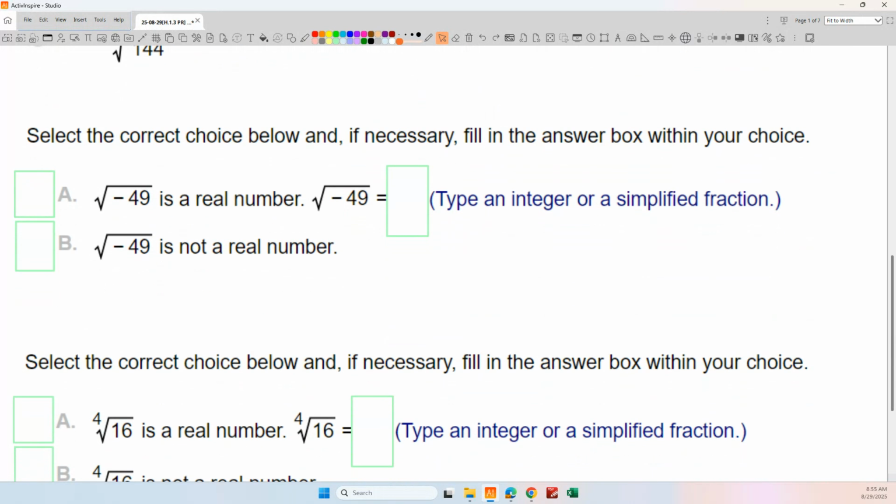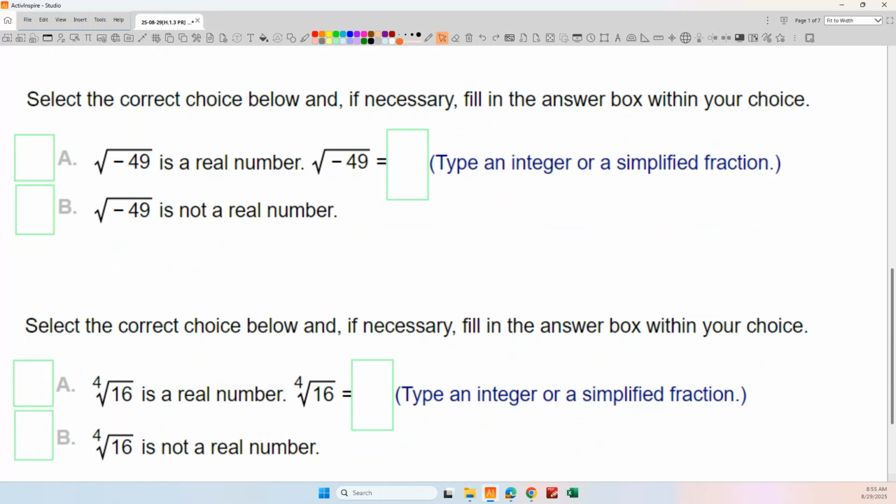How about this one? What's the best option, A or B? B. How come? What's our rule here? Okay, for real numbers, you can't take an even root, so in this case a square root. You can't take a square root of a negative number. What's our other rule for real numbers? You can't divide by 0. Those are the two really important rules that we'll come back to again and again and again.